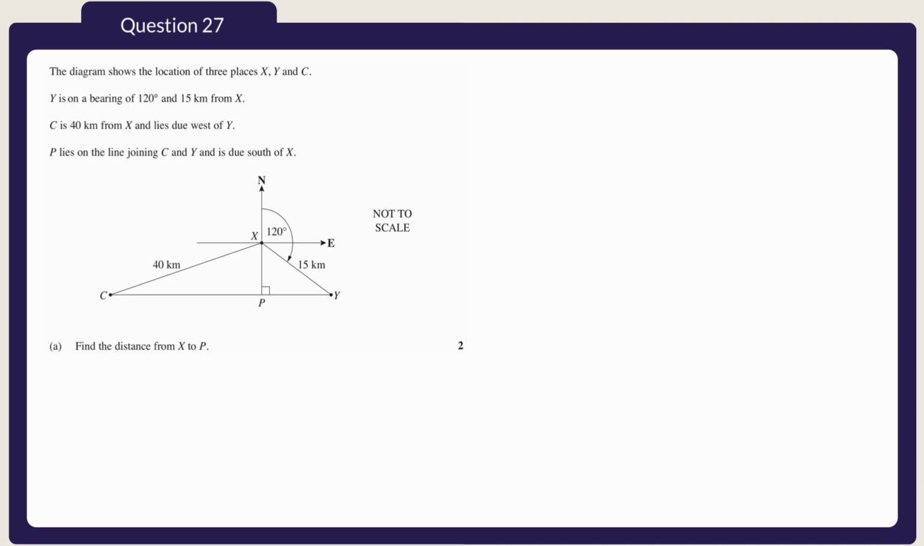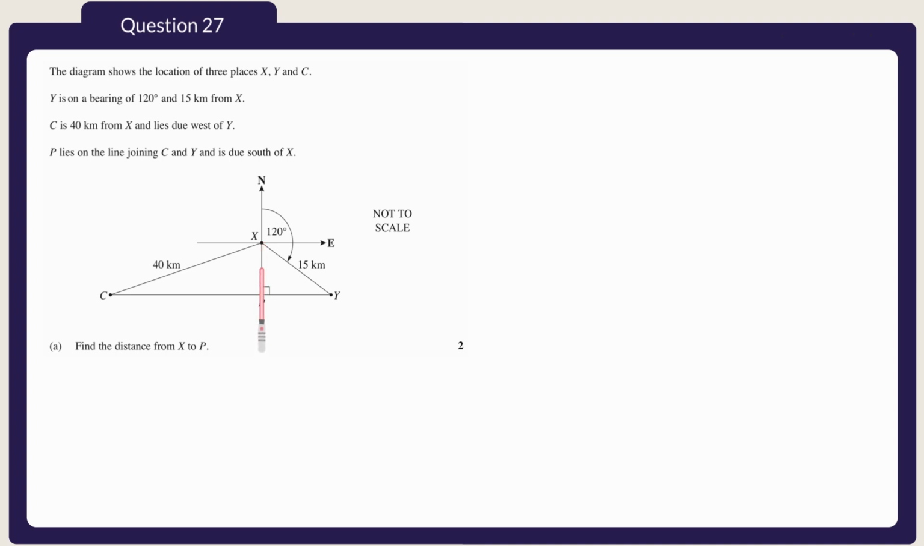So the question is stating that the diagram shows the location of three places, X, Y, and C. Y is on a bearing of 120 degrees and 15 kilometers from X. C is 40 kilometers from X and lies due west of Y. P lies on the line joining C and Y and is due south of X. So part A is worth 2 marks and it's asking us to find the distance from X to P.